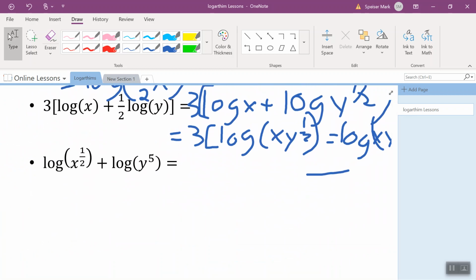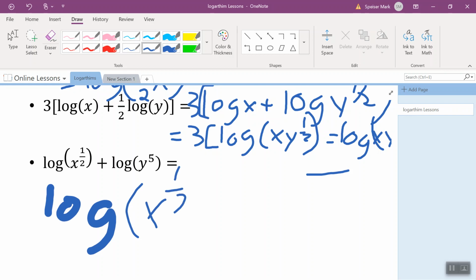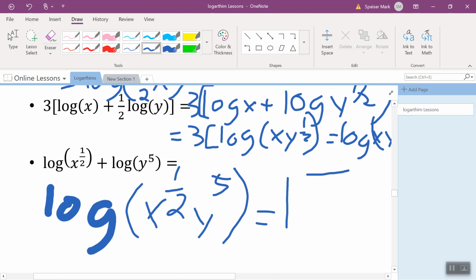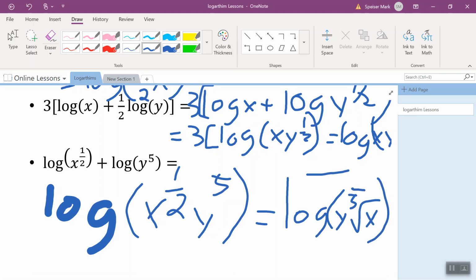Log of x to the half plus log of y to the 5th. Since they're being added, you combine them, so it becomes log of x to the half times y to the 5th, which equals log of y to the 5th square root x, written as a radical. Either answer is acceptable. Okay? Now on to a weird case that's sometimes asked.